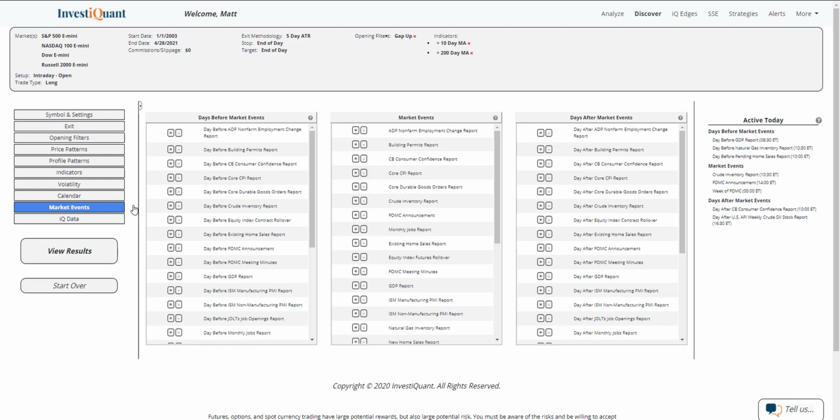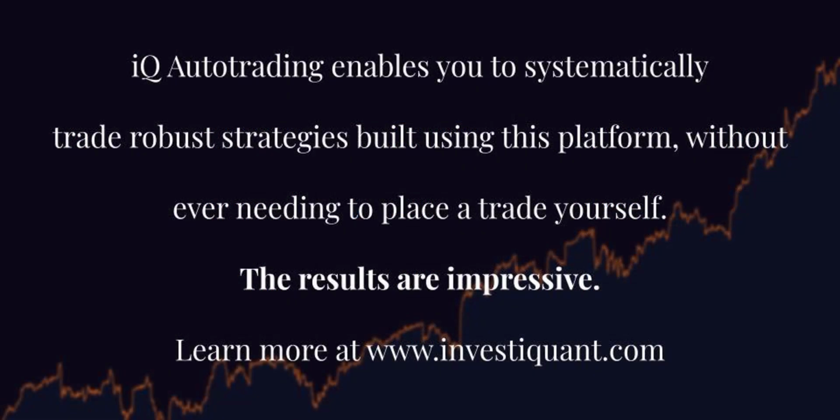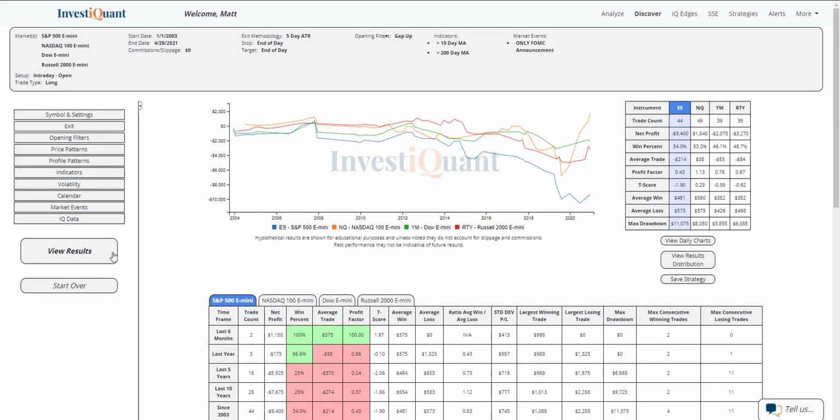So the market events section here, I can grab the FOMC announcements from market events right here, or from the active today section. It's available there as well in the market events. Now I can click view results. And here we go. These are the results based upon entering the market long at the open of regular trading hours, which is 9:30 a.m. Eastern Time, exiting at the close of regular trading hours, which is 4:15 p.m. Eastern Time, when the market opens higher on the day of the FOMC announcement in a bull market environment.